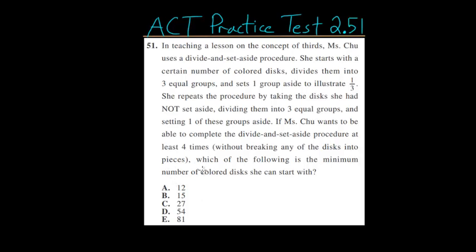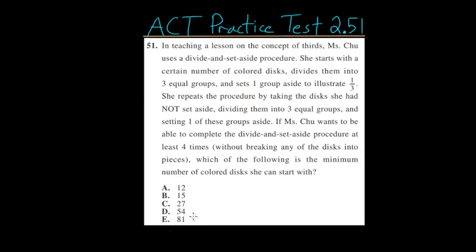We know that we have to be able to divide our set of discs into thirds at least 4 times. So we have to decide which of these numbers could be divided by 3 4 times and still be a whole number. And you can test this by just picking a number at random, like 54. If you just repeatedly divide that by 3, you'll eventually end up with a fraction by the 4th division.